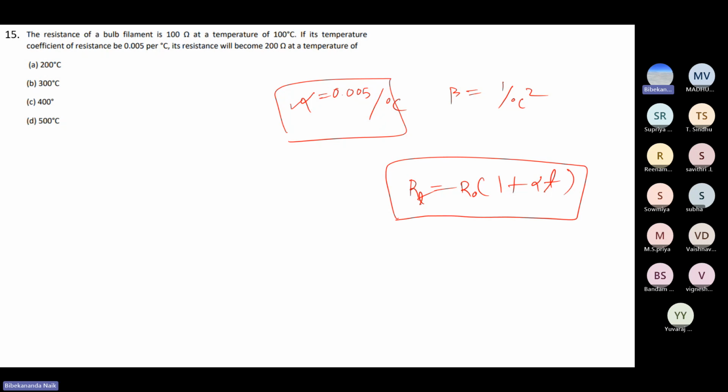You use it in order to calculate the value of temperature T where the resistance will be 200 ohm. So it is pretty much similar to the previous question. I will give you a few minutes, so please try it and tell me what is the correct answer.